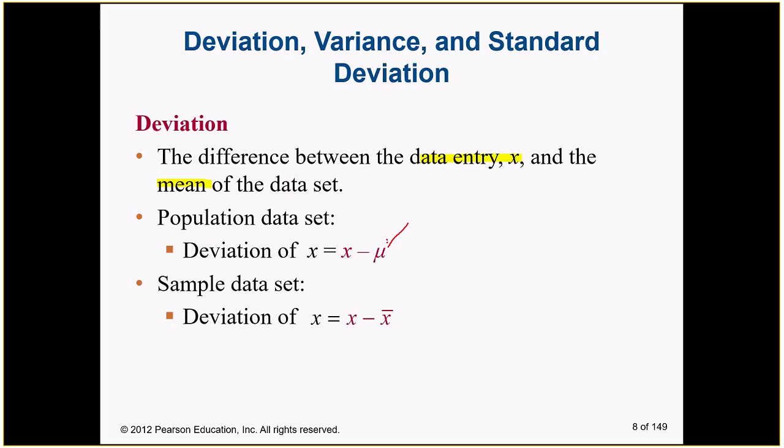This is the mean for the population, and this is the mean for the sample. Okay, so how deviant are you? Is how far away are you from the norm?